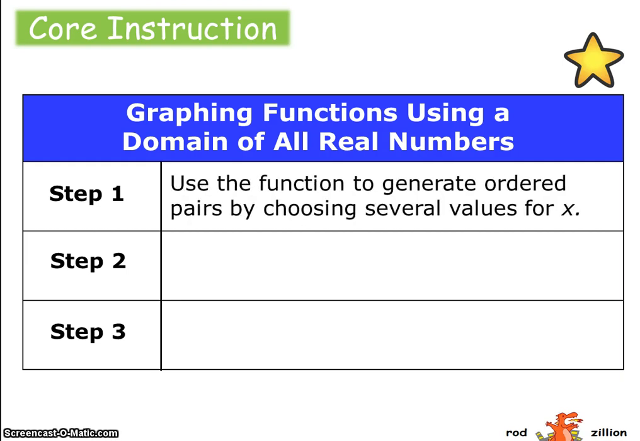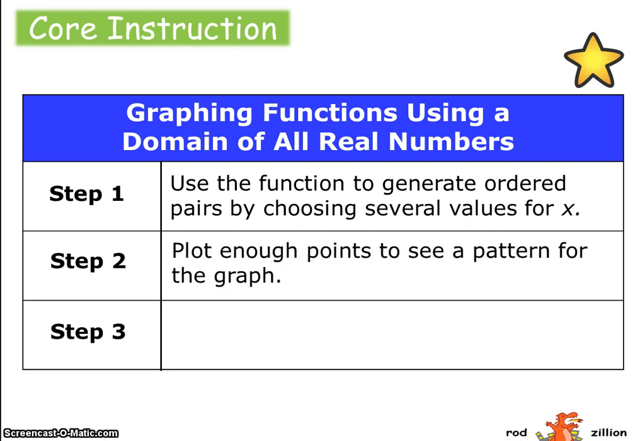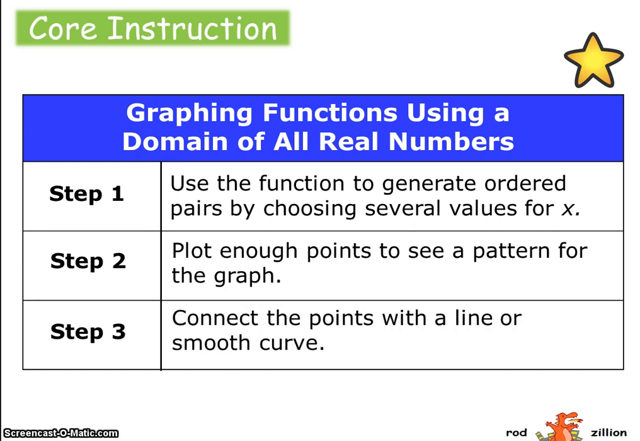We're going to use the function to generate ordered pairs by choosing several values for x. Now I'm going to suggest we keep it simple. We're going to make up these numbers to plug into the function to get their subsequent y values. We're going to plot enough points to see a pattern for the graph. 2 points is not enough. Typically 3 to 5 points is plenty to graph a function. And then we're going to connect the points with a line or a smooth curve.